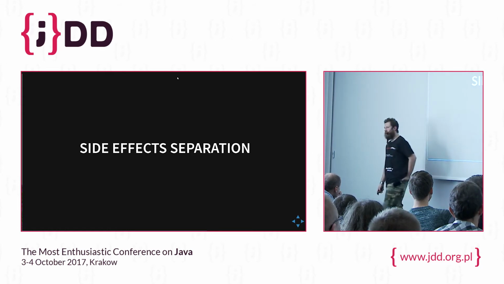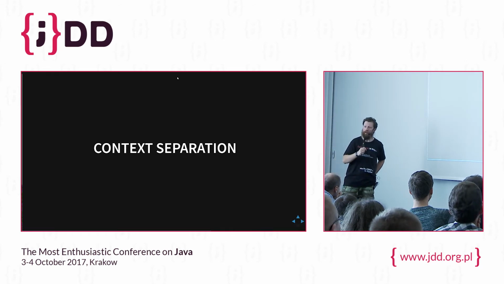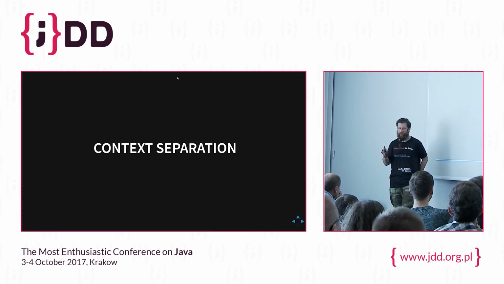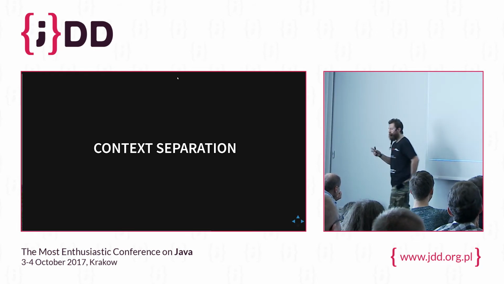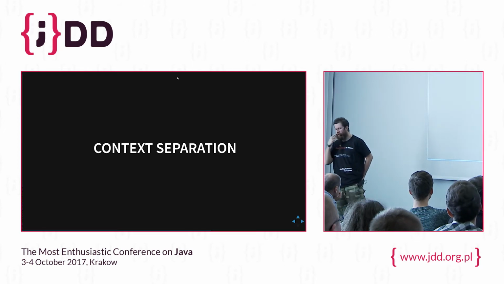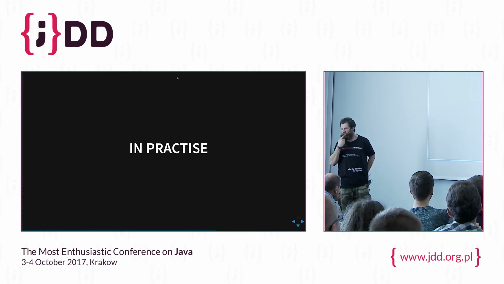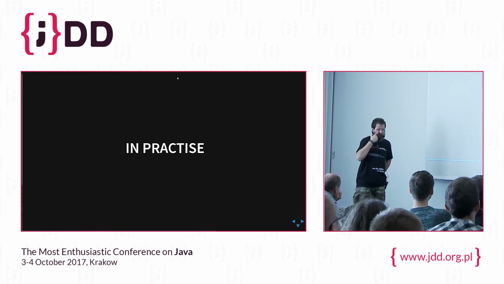And the third thing is context separation. The context of what we would like to do, and the context of how we would like to do it. I will talk about this in a few minutes. Okay, in practice, let's start. By the way, we start from this separation of the context.